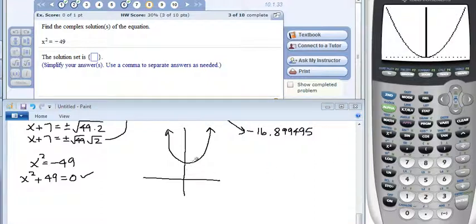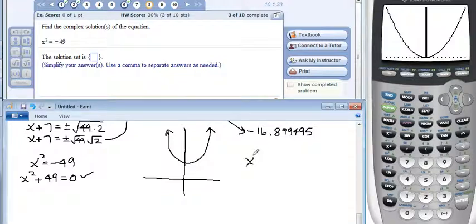Okay, so what about something like this? Well, this is telling me that I have complex solutions because there are no crossings on the x-axis. I still have solutions. I can still find them through the square root property. Okay, I can't check them on the calculator. All I can check is that, yes, indeed, they are complex, but I can't ever find them through the calculator.